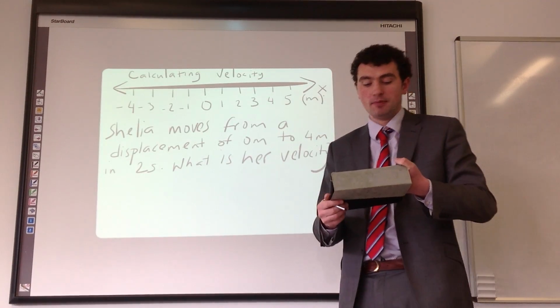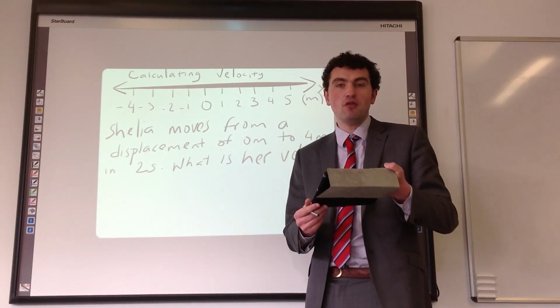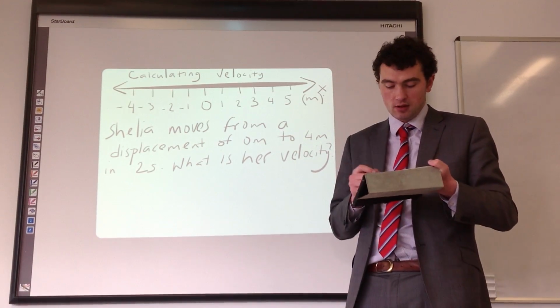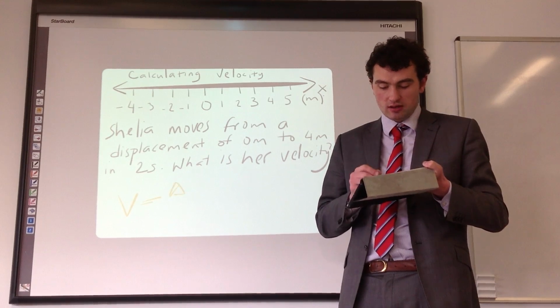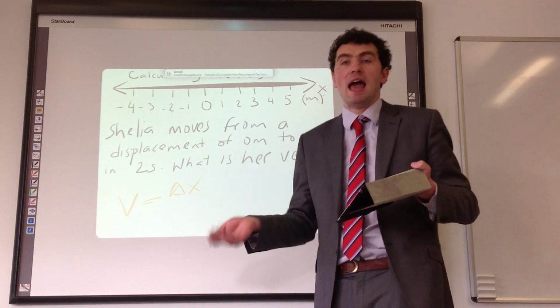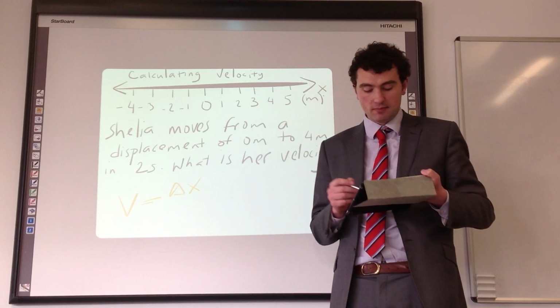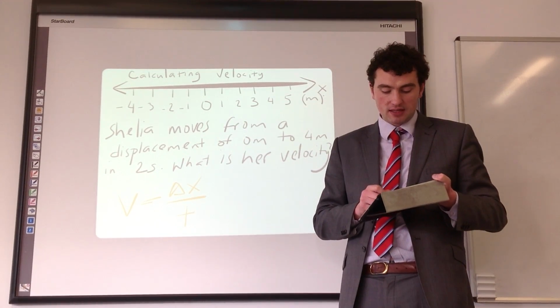Okay, so let's do an example. So back to Sheila the sheep again. Sheila moves from a displacement of 0 metres to plus 4 metres in 2 seconds. What's her velocity? Okay, well, super. The velocity is just defined as the change in displacement, and displacement is usually given the symbol x. So distance is usually given a symbol d, displacement is usually given a symbol x. So change in displacement divided by the time taken for that change.